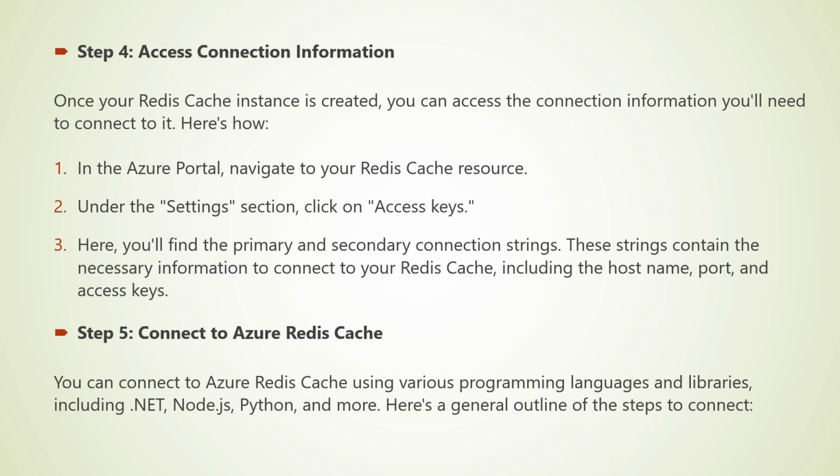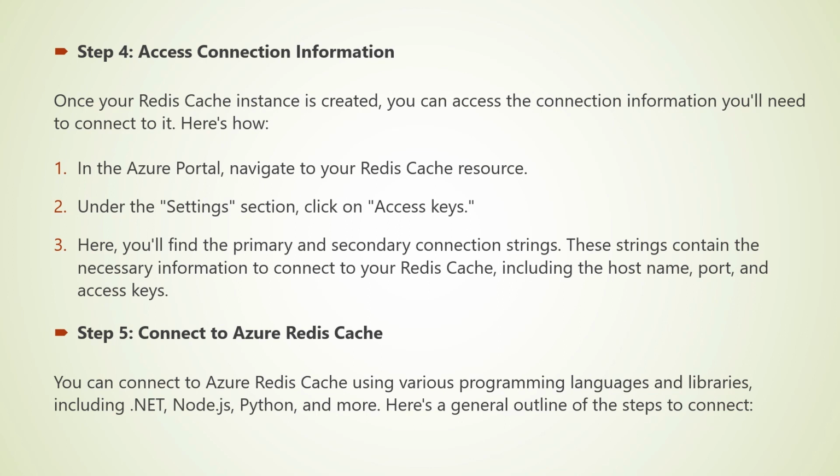Step 4. Access connection information. Once your Redis cache instance is created, you can access the connection information you'll need to connect to it. Here's how. In the Azure portal, navigate to your Redis cache resource. Under the Settings section, click on Access Keys. Here, you'll find the primary and secondary connection strings. These strings contain the necessary information to connect to your Redis cache, including the host name, port, and access keys.